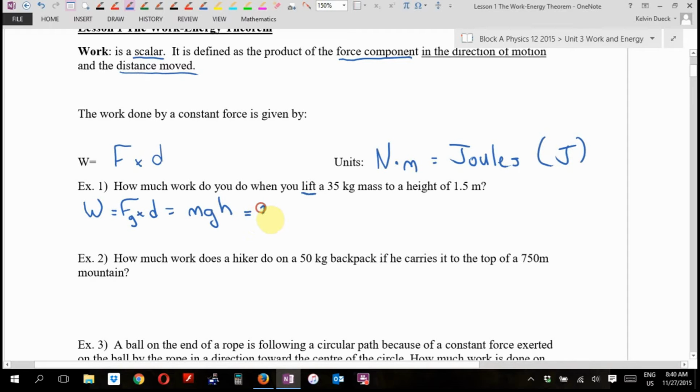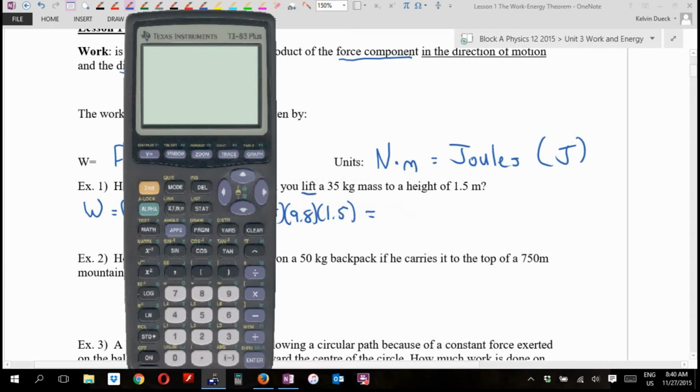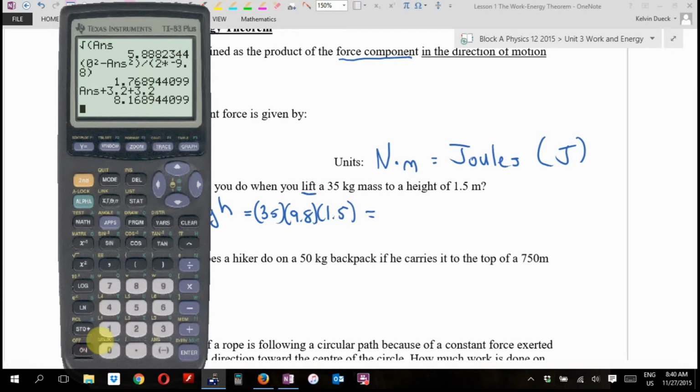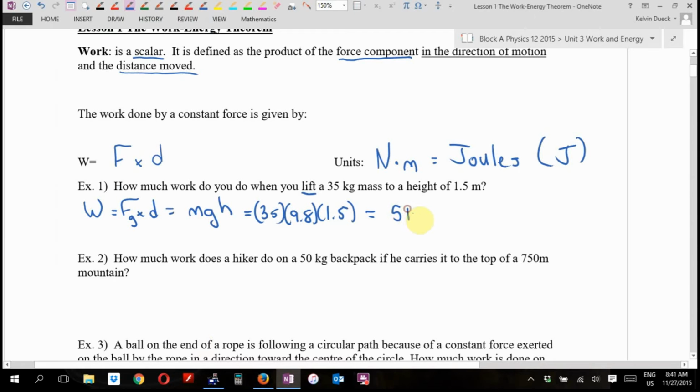Anyways, it's going to be 35 times 9.8 times 1.5. So, Devin, I fibbed a little bit. You did do work at the beginning when you hoisted him onto your back? Okay. 35 times 9.8 times 1.5. 500, okay, I'll go 515, 3 sig figs. 515 what? Joules.